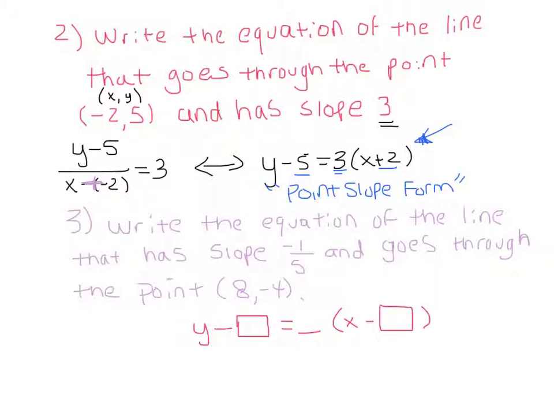And after they have some practice, they can look at this problem and say, well, I know the x-coordinate is an 8, so that must go there. I know the y-coordinate is a -4, so that must go there. And I know the slope is -1/5. And so as students get better and better at this, they can arrive right at this answer immediately.